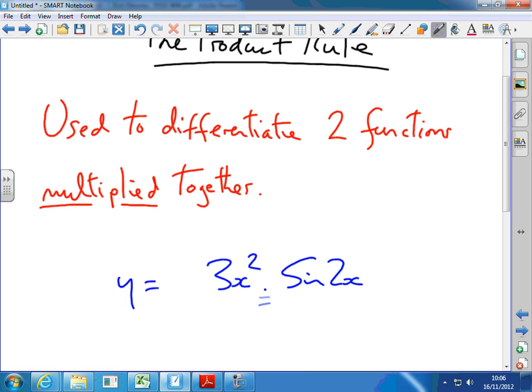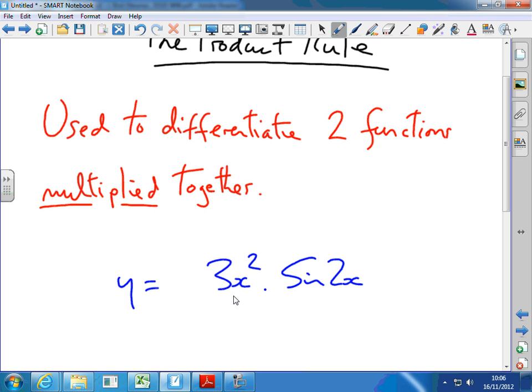If I have something like 3x squared times 5x, well then I'd simplify that, collect like terms and call that 15x to the 4. So if x appears more than once, you try and tidy it up and then differentiate it. But if you can't, you've got two separate functions like this, a sine function and a normal x squared function. You can't combine them, so I have to use this product rule.